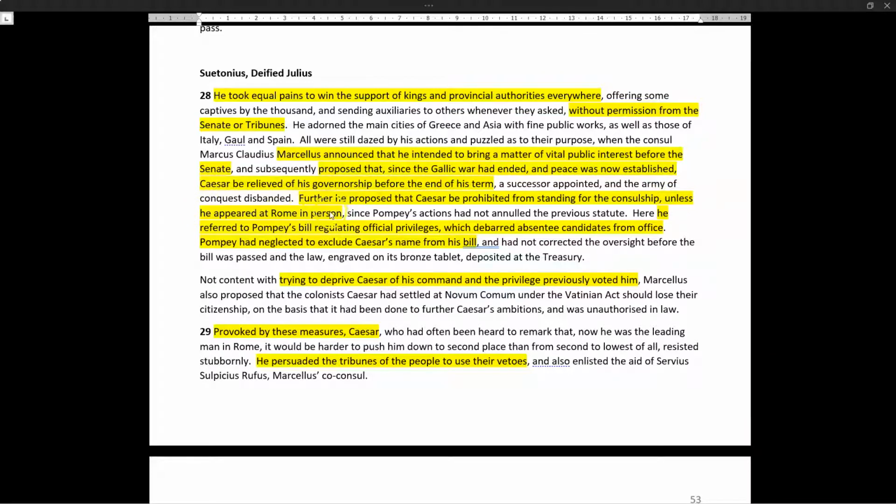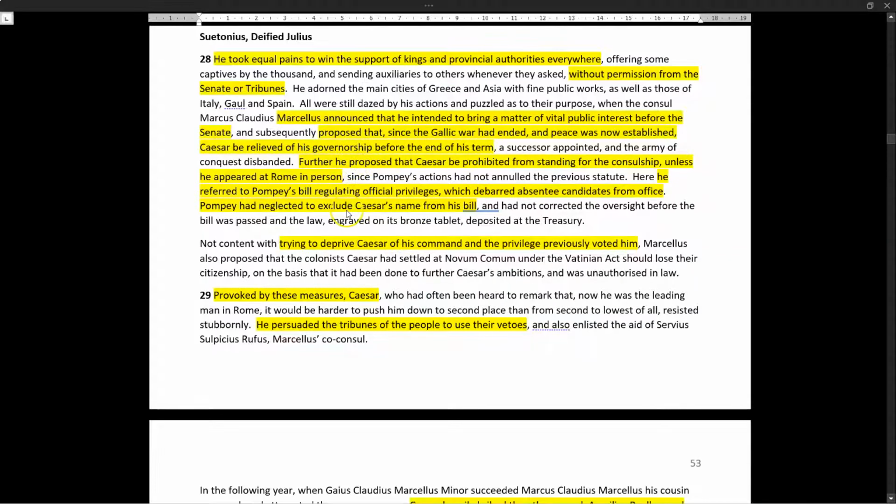Now, partly that is to ensure that Caesar would then become a private citizen and then could be prosecuted. It's also to do with some of the laws that Pompey had passed. Remember, Pompey had been sole consul in 52 BC, and as part of his sole consulship, he passed a series of laws that were trying to solve some problems in the Republic. So he passed an anti-bribery law, but he also passed another law, which is described here. He referred to Pompey's bill regulating official privileges, which disbarred absentee candidates from office. And Pompey had neglected to exclude Caesar's name from this bill, and he hadn't corrected the oversight and just left it to go through.